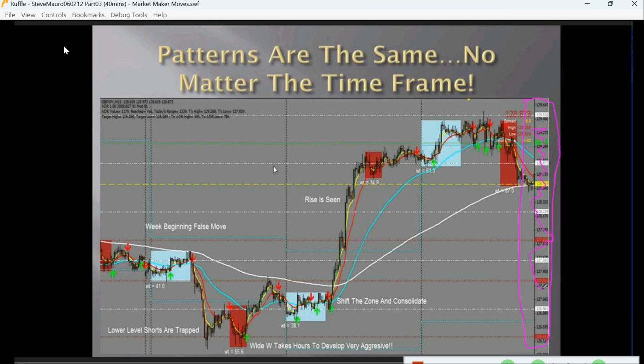Understand? The pattern is the same no matter the time frame or the story or the news release or the country's dilemma or a war or bombing a tower. God rest everyone's soul in 9/11. They use those things as the reason to complete the structure. The structure doesn't change. Okay, they're shifting the zone big right now.